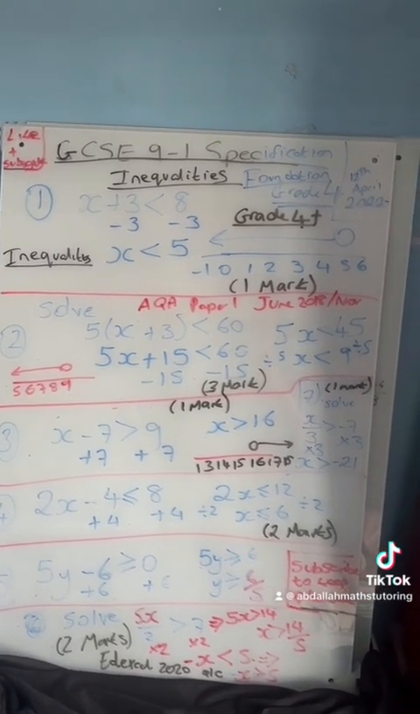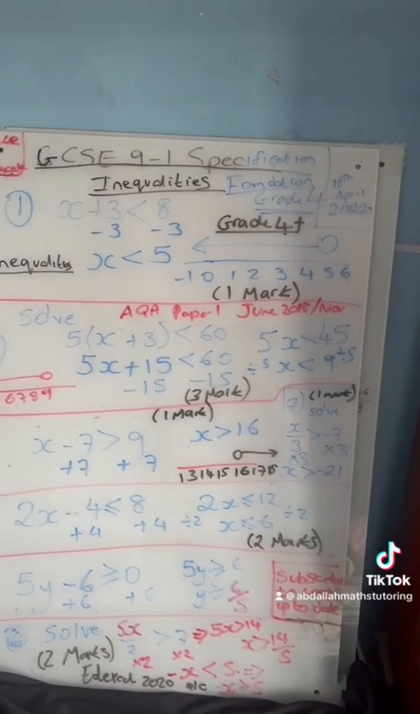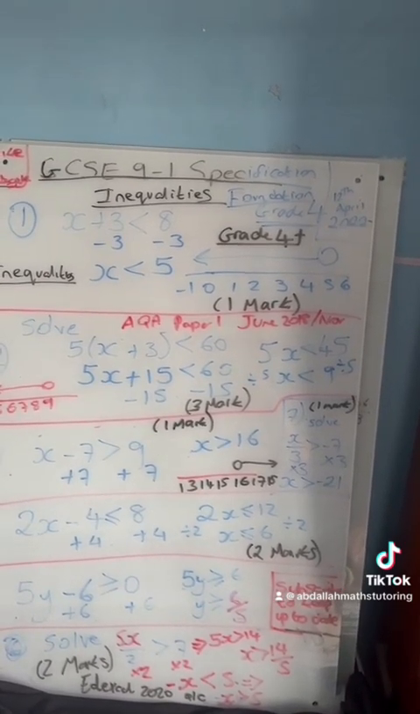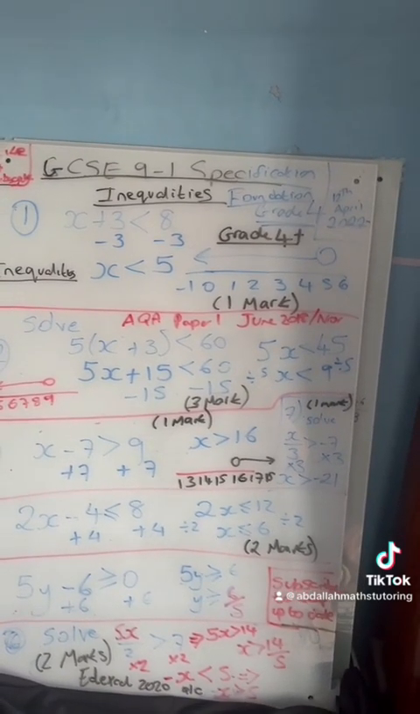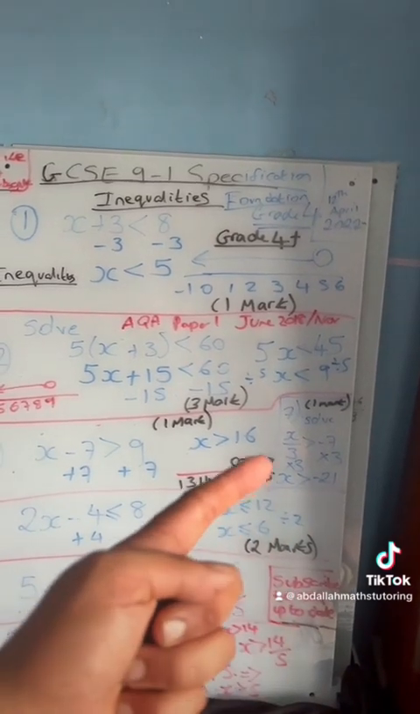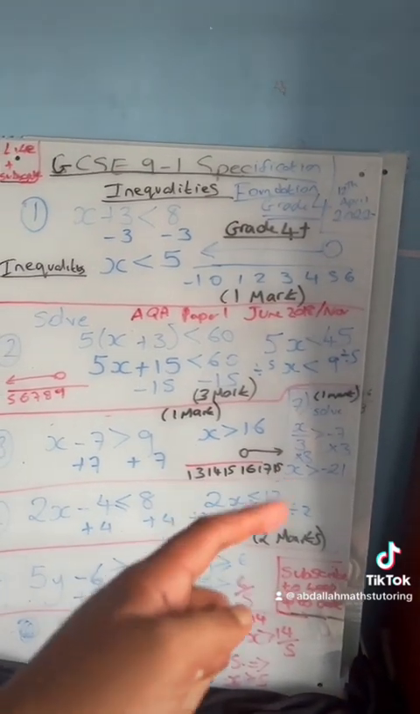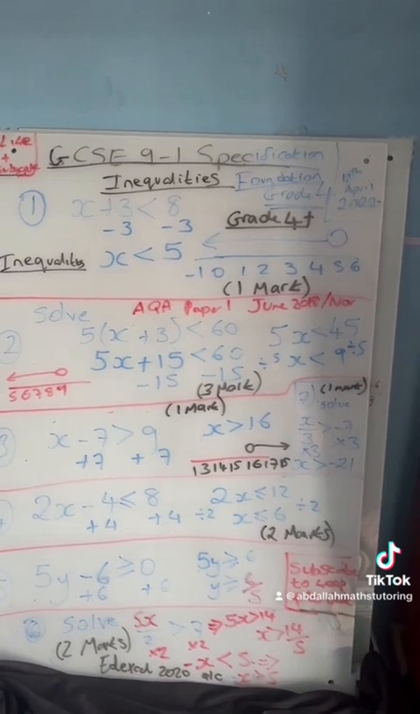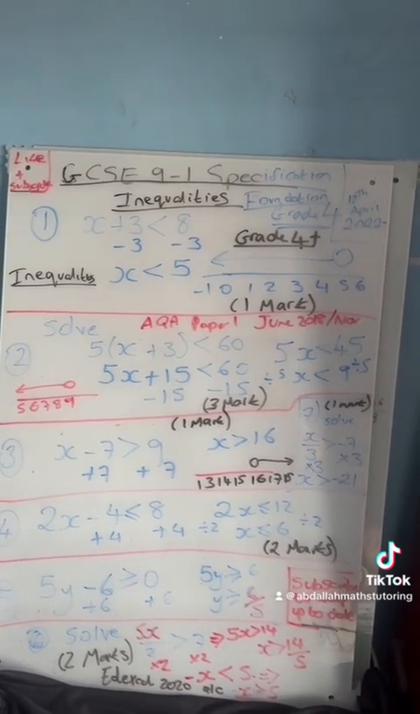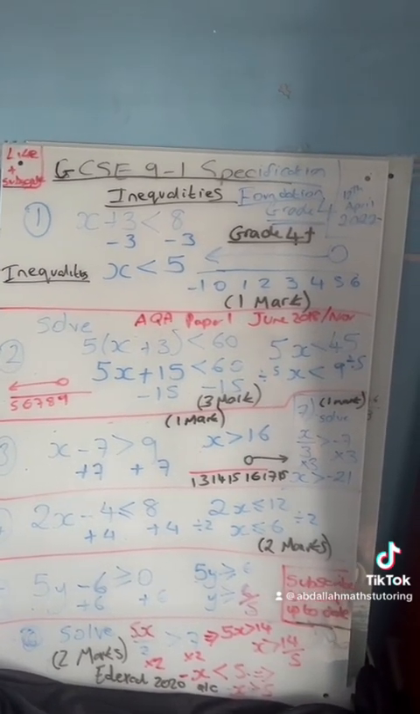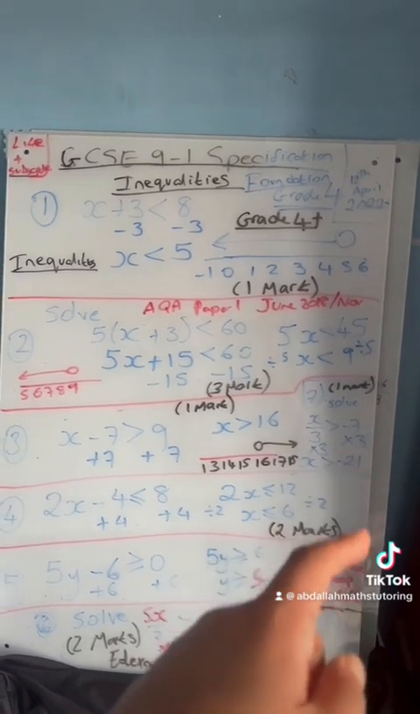This is question number 7. Solve x over 3 is greater than minus 7. Timesing both sides by 3 to get rid of the fraction, because I'm dividing by 3 here, so the opposite is times it by 3. We get x is greater than minus 7 times 3, which is negative 21, because a positive times a negative is a negative.